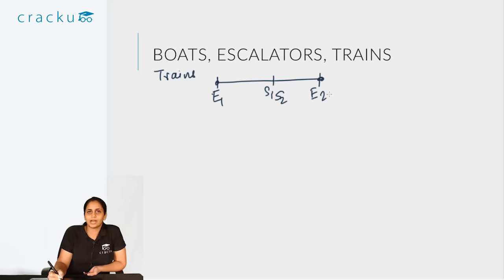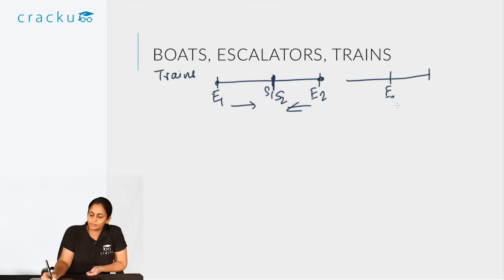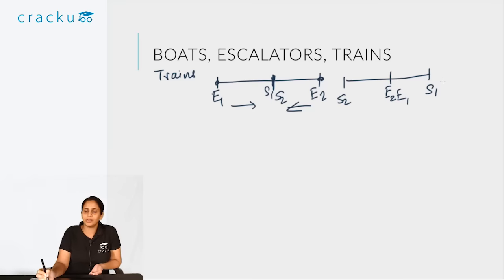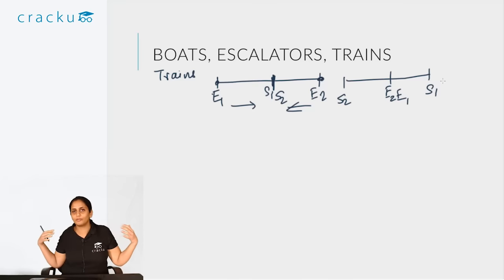When I say they are just starting to cross each other and they're moving in opposite directions, I mean that at the start S1 and S2 are coincident. And for them to completely cross each other, this point E2 and E1 should be coincident with each other, and S2 will be here and S1 will be here. So for this to happen, they have to cover the lengths of both of the trains.